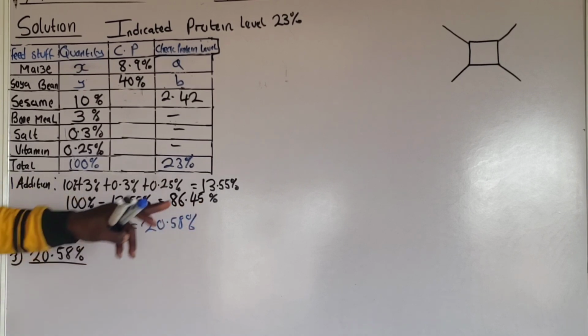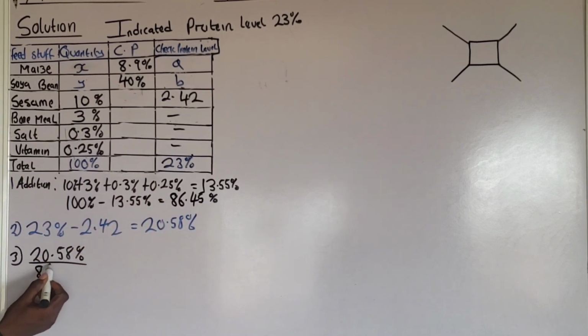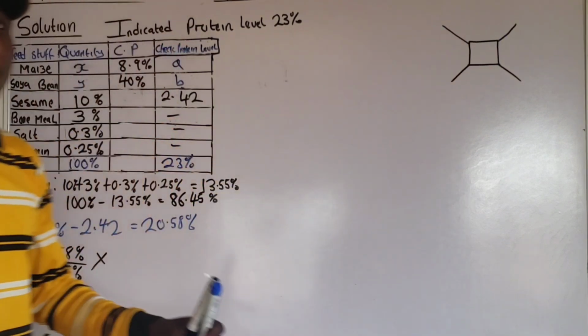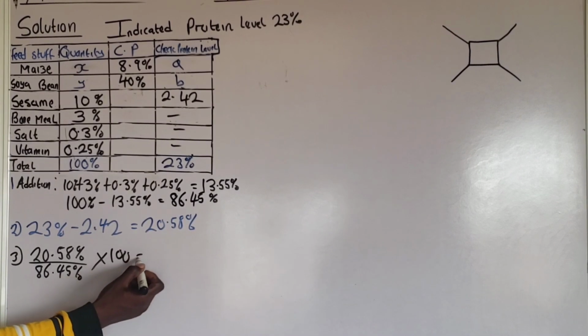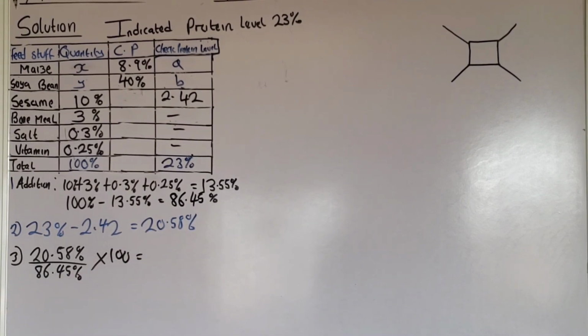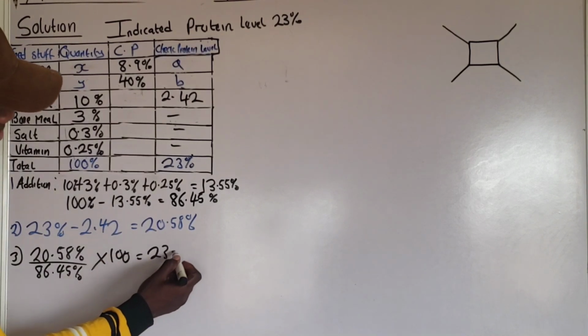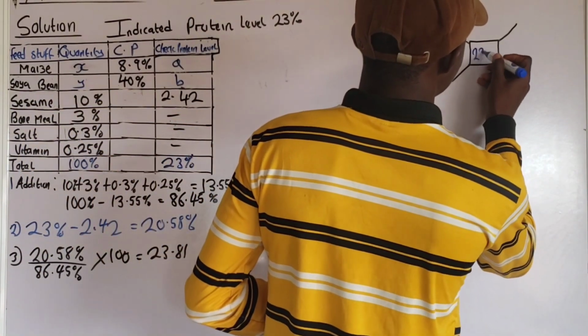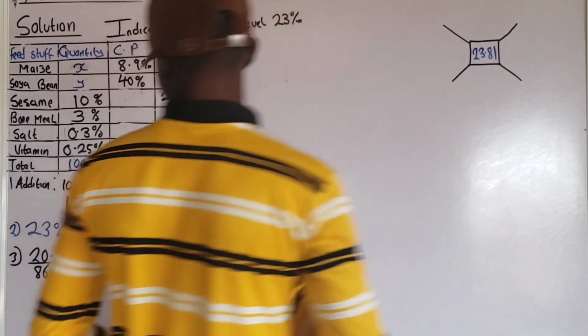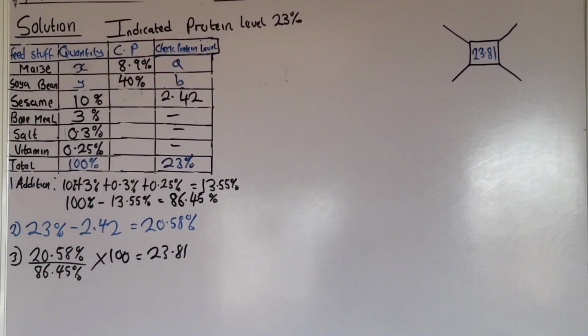So the quantity of maize and soya bean in percentage is 86.45%, multiplied by 100. That will give us the value that we're going to place in the middle as the Pearson square value, you understand? So this multiplied by 100, on the calculator, gives me 23.81, okay? So here I'm going to have 23.81. You can see now. So now that is the third step.